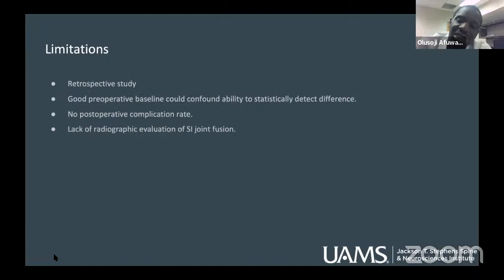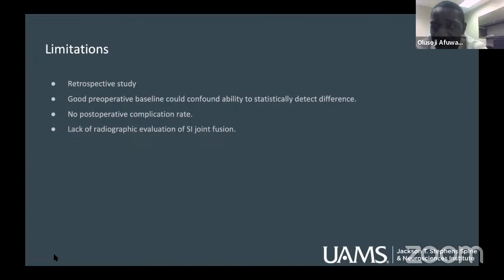Now, limitations to the study: it's retrospective, so we have no insight into how these patients were selected for either implant system. Now, these patients in this group had a pretty good preoperative baseline, and that could have precluded their ability to assess any statistically significant difference in the postoperative outcome measures.